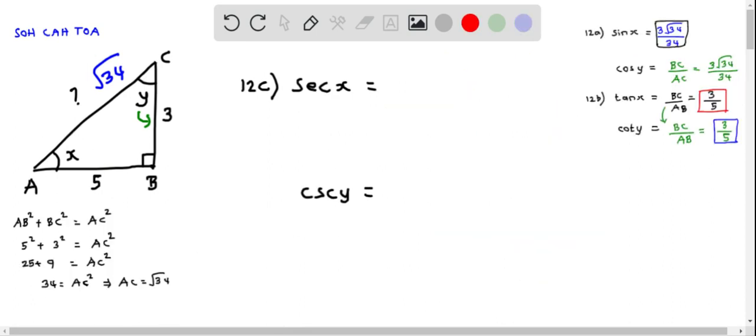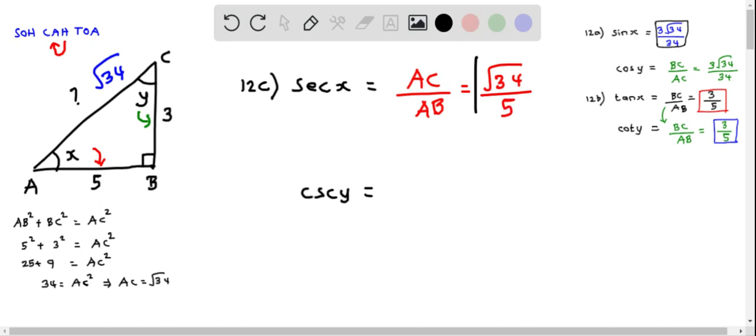We will now determine secant x and cosecant y. Secant x is the reciprocal of cos x. So we use SOH CAH TOA like this: it is hypotenuse over adjacent side. If we consider the angle x, the hypotenuse is AC and the adjacent to angle x is AB. So this is AC over AB. AC is root 34 and AB is 5. So root 34 over 5 is secant x.